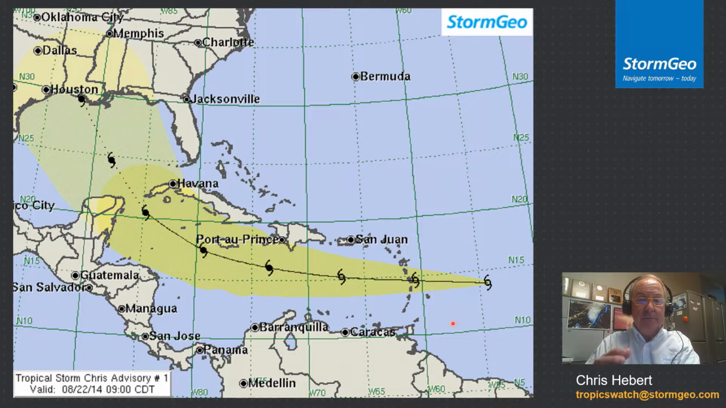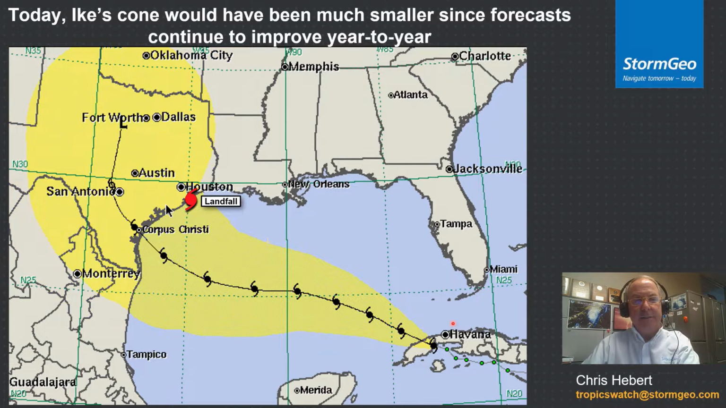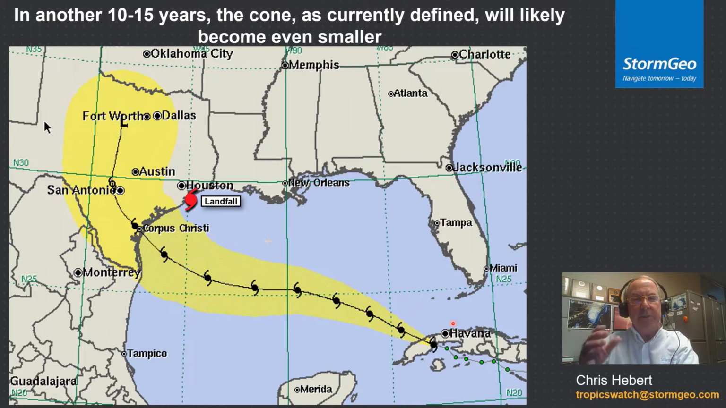It may be a very, very uncertain forecast that we're making for a particular storm, and the potential of it moving outside the cone might be a lot higher than it is typically. So you can't use this error cone because it's also shrinking in size. In 2008, when Ike was threatening the northwestern Gulf, the cone went all the way from the mid-Louisiana coast to north of Tampico, Mexico. But about 8 years later, it shrunk down to this. In another 8-10 years, it may shrink down to this.